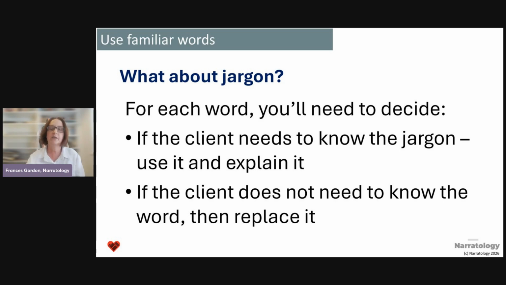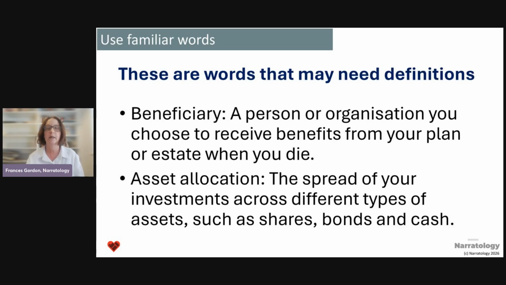Just to get some very simple examples, two words that the client might need to know are beneficiary and asset allocation. Beneficiary: a person or organization you choose to receive benefits from your plan or estate when you die. So I've defined or explained what that is. Another one, asset allocation: the spread of your investments across different types of assets, such as shares, bonds, and cash. So it's very nice to have an explanation that is short, succinct, and easily says what it is.